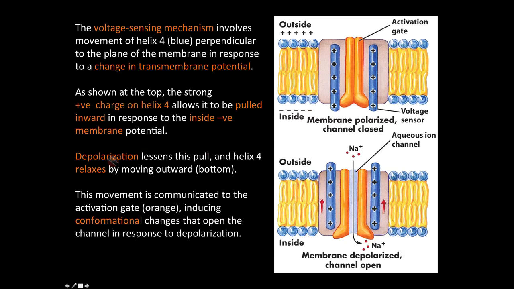But then there will be depolarization, where the inside becomes less negative, it becomes positive. When depolarization takes place, helix 4 is no longer pulled to the inside. It relaxes and moves outward. And by moving outward, this movement is communicated to the activation gate, which is these guys here. So by the voltage sensor moving out, the activation gate undergoes a conformational change, meaning it changes in shape, and that opens the channel. All of this takes place in response to depolarization.